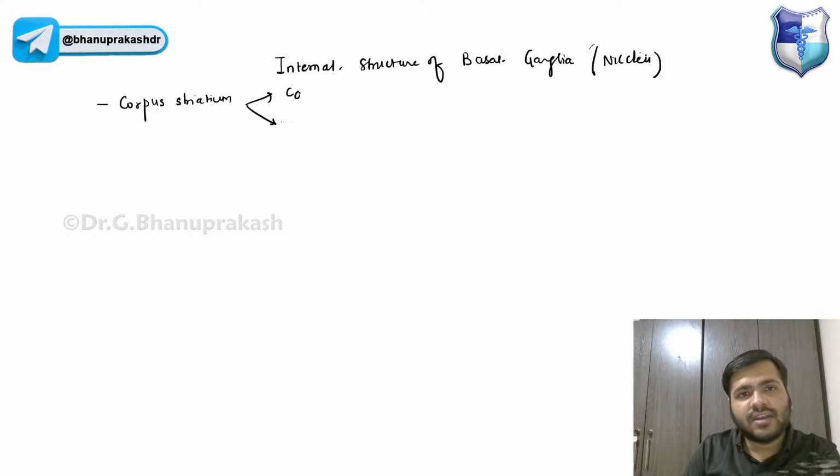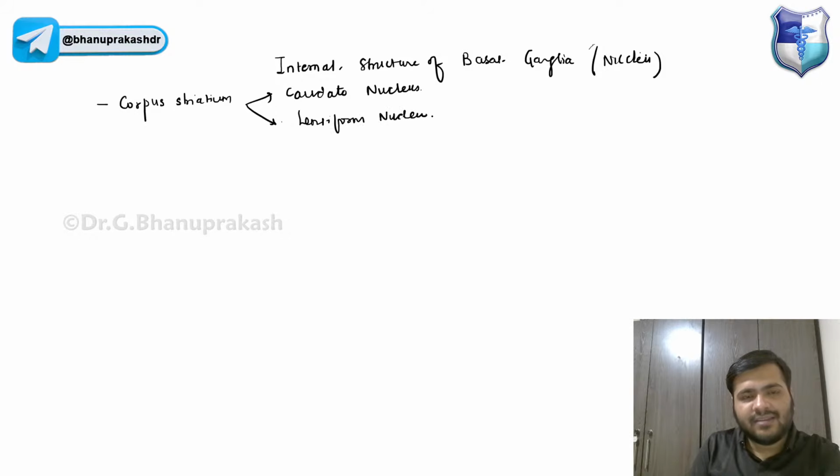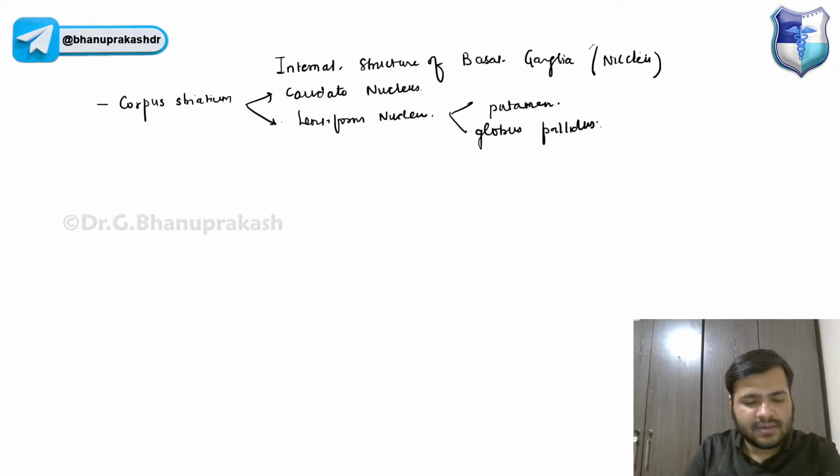We have the caudate nucleus, and along with that we have the lentiform nucleus. The lentiform nucleus has two parts: the putamen and the globus pallidus. Yes, very good.